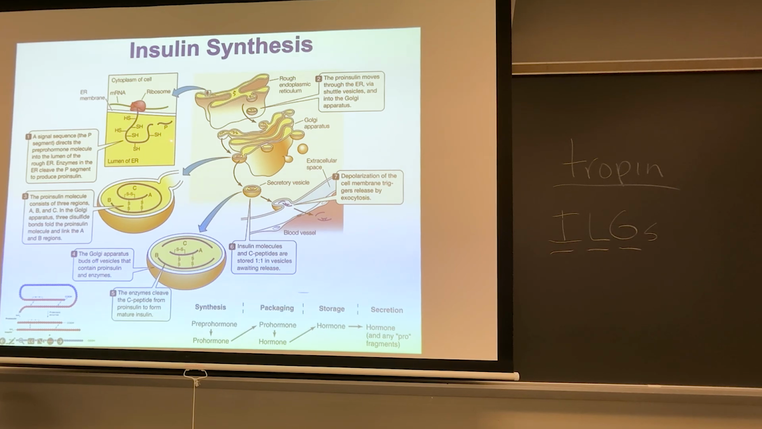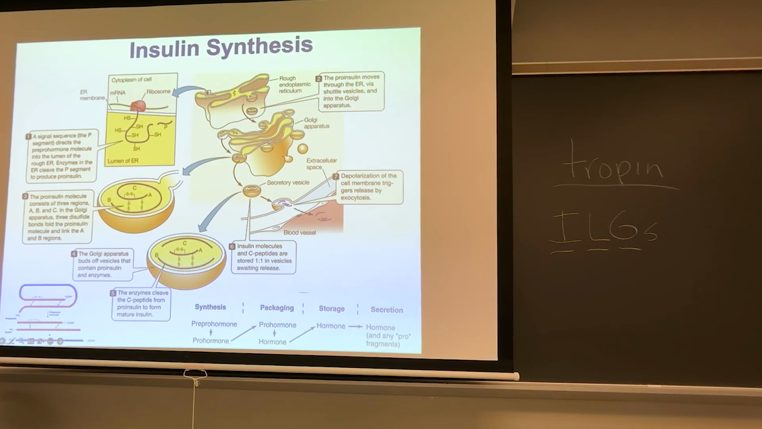And in the rough ER, that signal sequence is immediately cleaved off because it's useless once you're producing the protein. And so that's where the pre-pro hormone then becomes the pro hormone, and that happens immediately in the lumen of the ER. You get rid of the signal sequence.